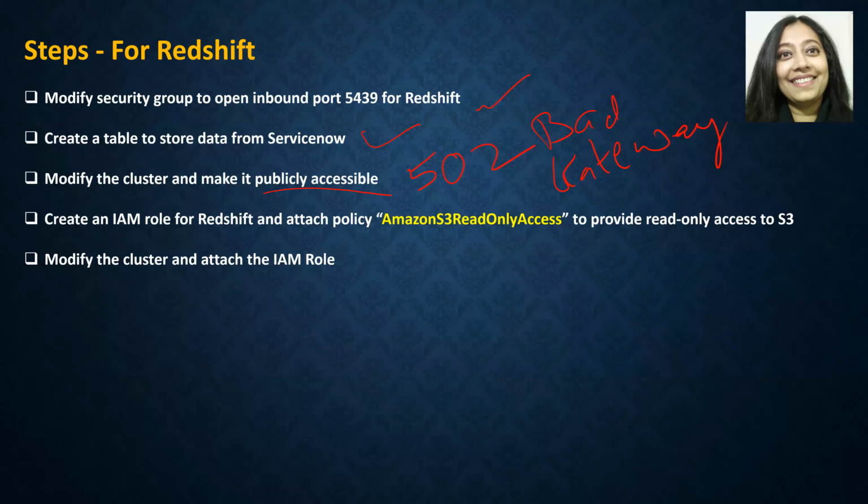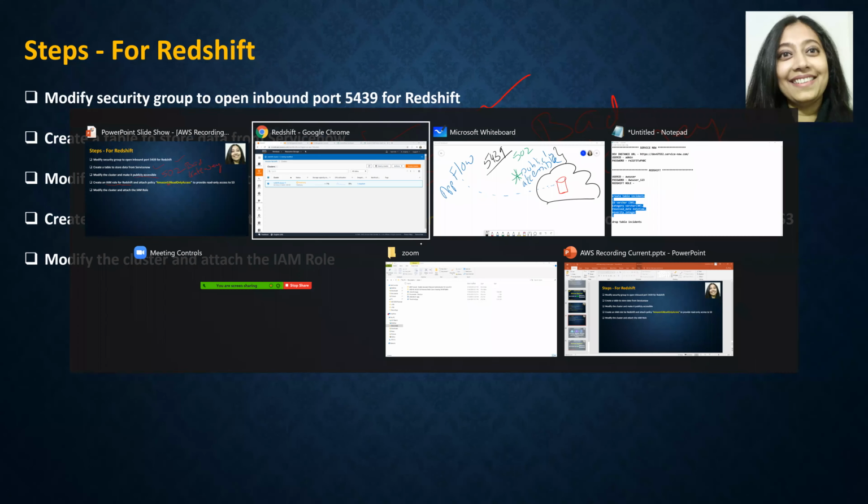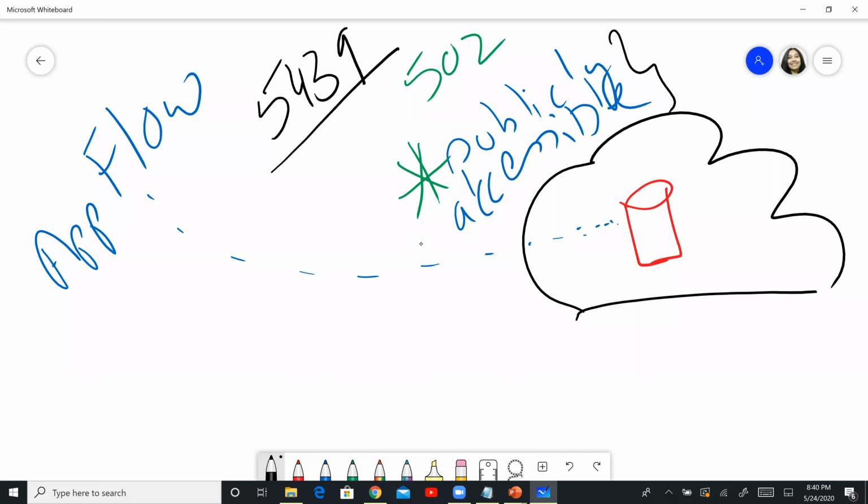The next thing that we have to do is create an IAM role for Redshift and attach this particular policy. This policy gives Redshift read-only access to S3. Remember, we created an S3 bucket for this particular tutorial. It is because when AppFlow communicates with Redshift, this copying of data to Redshift does not happen directly. In between, there is S3.